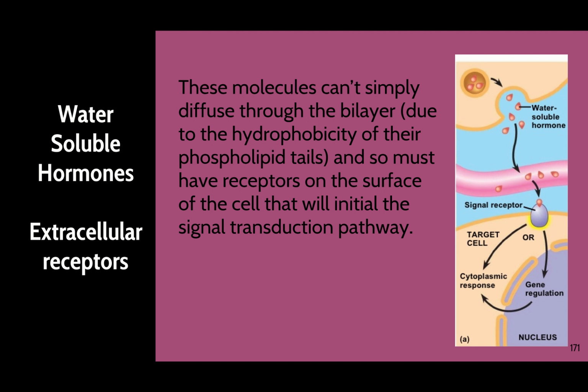So when we're looking at water-soluble hormones, these are going to be hormones that have extracellular receptors. And this is because, if you think about this intuitively, water-soluble hormones can't diffuse through the lipid bilayer. This is because the lipid bilayer, remember, has extremely hydrophobic tails. So those are going to keep any very hydrophilic molecules from diffusing through the membrane. So these water-soluble hormones have to have receptors on the surface of the cell that will initiate the signal transduction pathway.